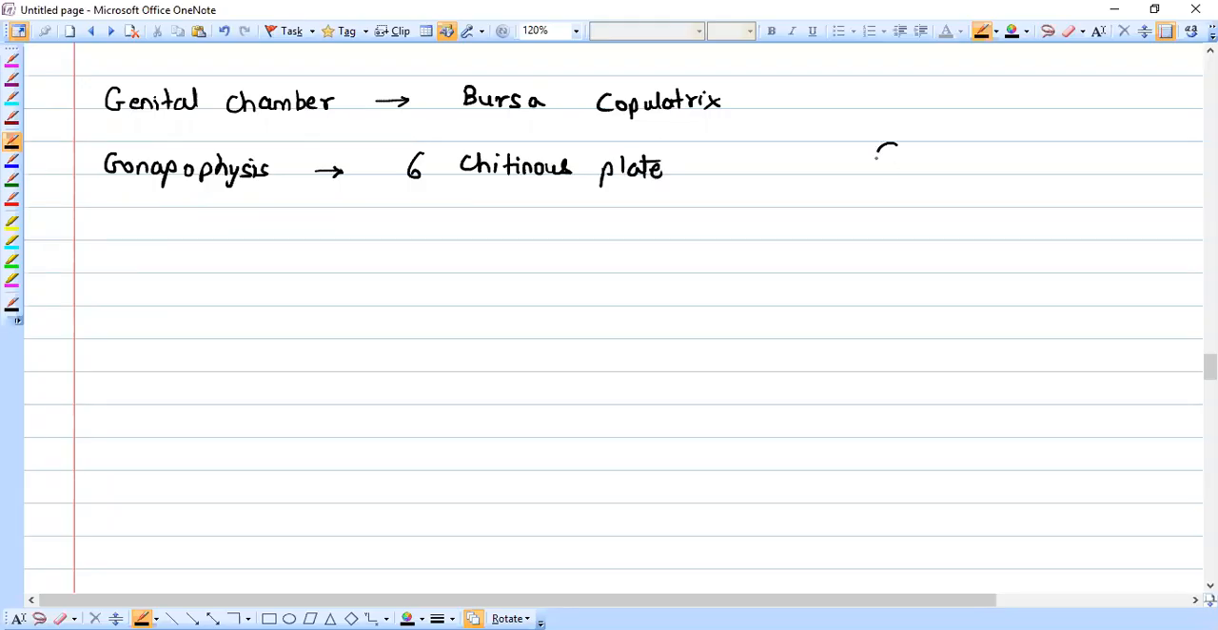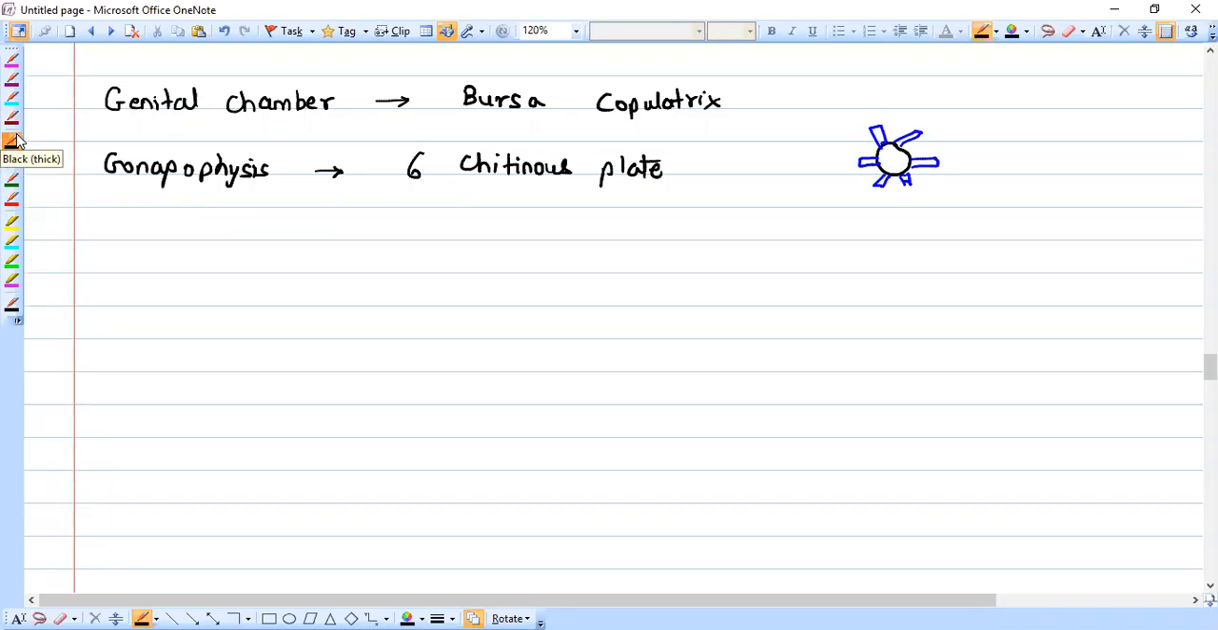So if I take this as the opening, it is surrounded by 6 chitinous plates. I can say this is like 1, 2, 3, 4, 5, 6. And so these 6 plates will be surrounding this opening.